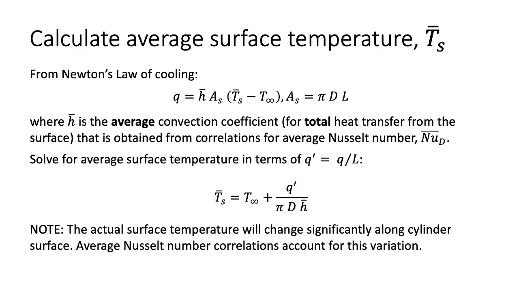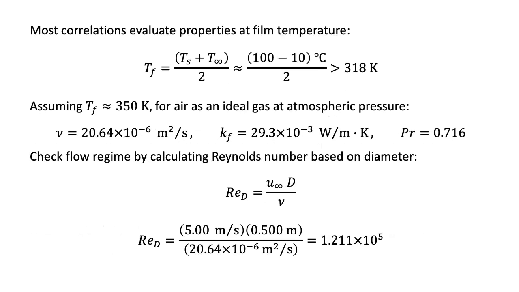Before continuing, note that the actual surface temperature will change significantly along the surface of the cylinder, and that the average Nusselt number correlations account for this variation. To begin the process of selecting a correlation, we note that most of the correlations we will use evaluate properties at the film temperature. However, since we are solving for surface temperature, we do not know this value ahead of time and will need to assume a reasonable value and then iterate until convergence.